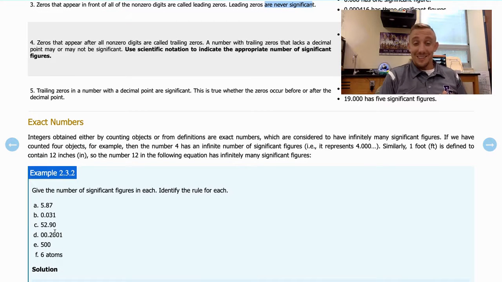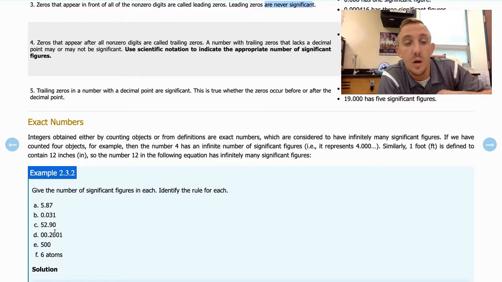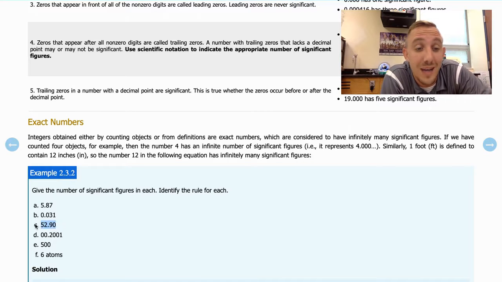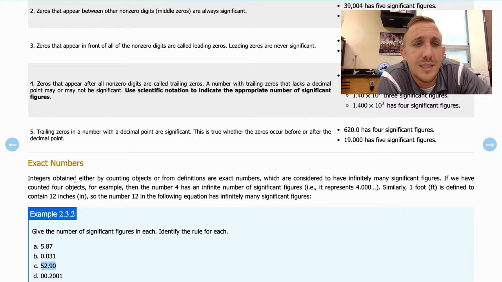Moving to C, 5.90. Well, I have 3 non-zero numbers, so automatically I know the 5, the 9 are significant, but I have a trailing 0. Well, let's see what it says about trailing zeros.